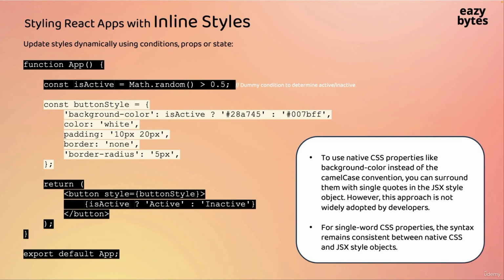Here, I'm trying to use background-color and border-radius exactly without using camel case, but this approach is not used frequently. Inside a React application, it is always recommended to follow the camel case naming convention. For single word CSS properties, the syntax remains consistent between the native CSS and JSX style objects.